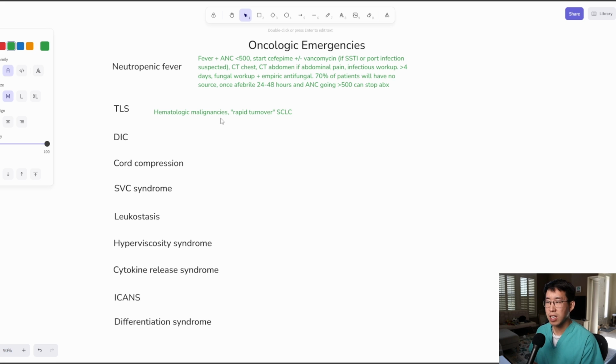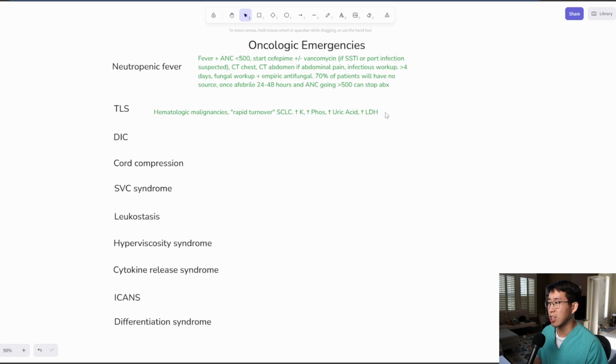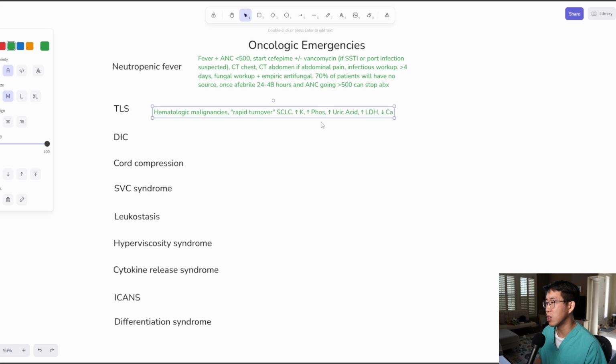And you just have to think about what is going to be released when these tumor cells die. So what is intracellular that's going to be released? It's a lot of electrolytes. So the things that you expect to see are going to be an increase in potassium levels, an increase in phosphorus levels, and an increase in uric acid, as well as an increase in LDH. The one thing that you will see that is low is going to be calcium, and that's because it's going to be binding to a lot of the phosphate that is kind of all over the place.